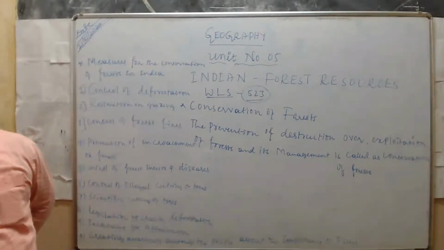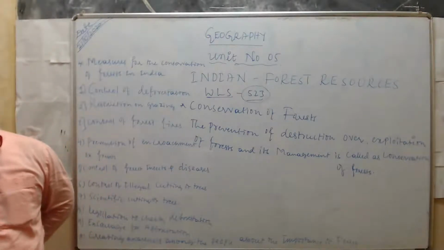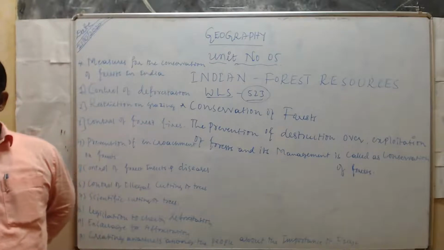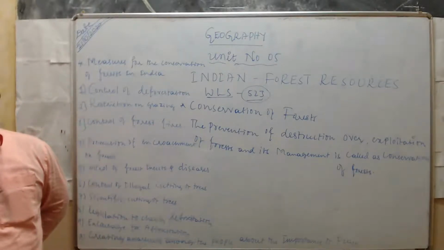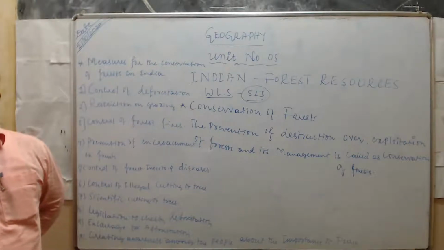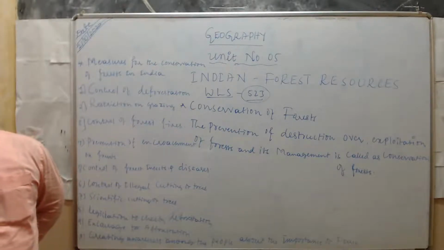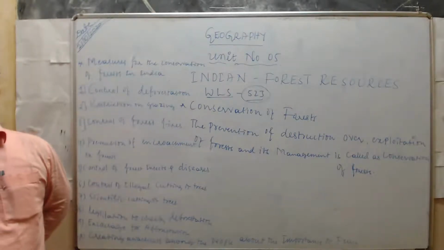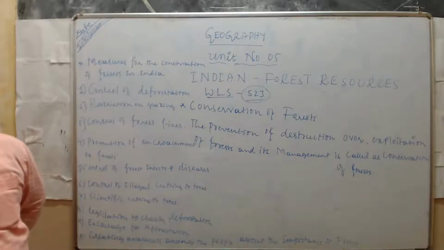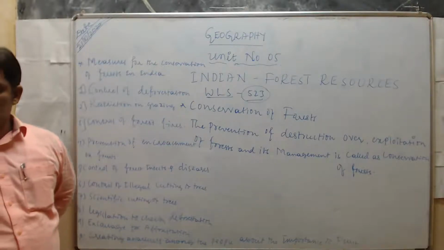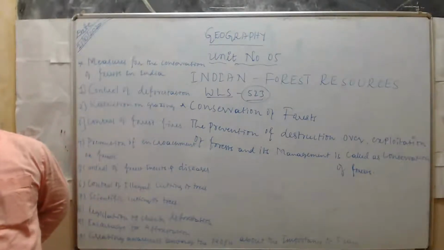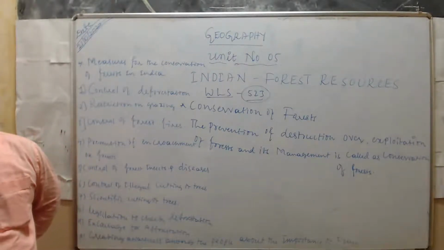Next, Periyar Wildlife Sanctuary is found in Kerala. Next, Nagarjuna Sagar Wildlife Sanctuary is in Telangana. Next, Bharatpur and Ranthambore are in Rajasthan. Manas Wildlife Sanctuary of Assam. Next, Jaldapara is in West Bengal. These are some important wildlife sanctuaries of India.